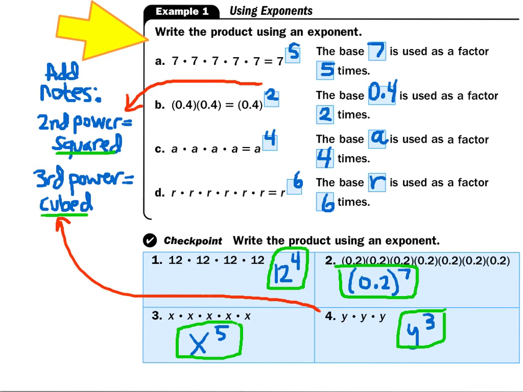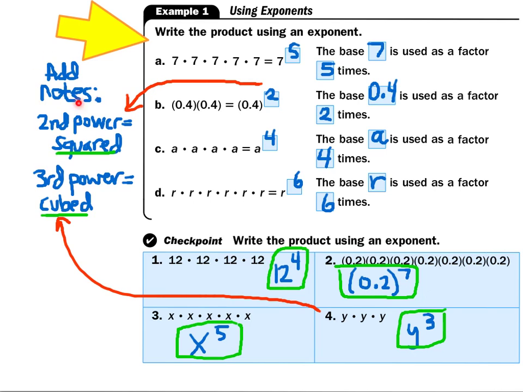Take a look at the checkpoint. So we're just supposed to write the product using an exponent. So I see that they wrote 12 4 times, so it's 12 to the 4th power. Or I see that they wrote 2/10 7 times, so 2/10, and notice how I put it in parentheses, to the 7th power. And then they wrote here X 5 times, so it's X to the 5th power. And here they wrote Y 3 times, so it's Y to the 3rd power.